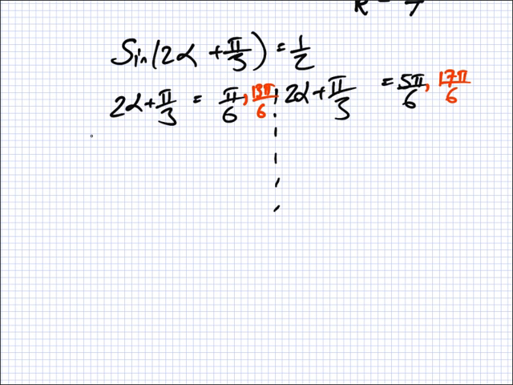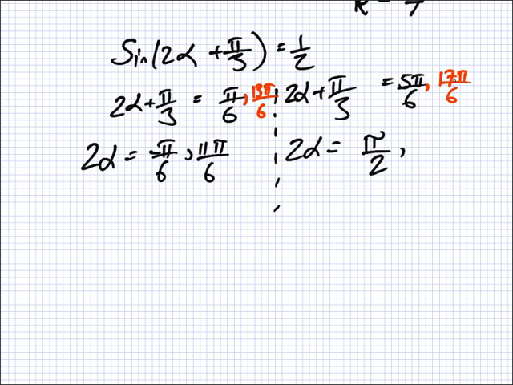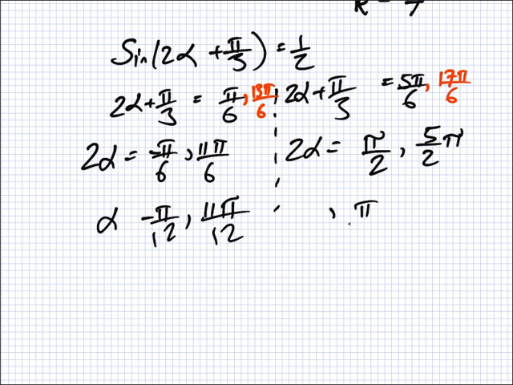Minus pi over 3, isn't it? So that means 2 alpha would be pi over 6 minus pi over 3. So minus pi over 6, is it? Minus pi over 6 and 11 pi over 6? Yes. And then 2 alpha would be a half pi? Yep. And then 5 over 2 pi. Okay, so next we have to divide by 2. So that's minus pi over 12, 11 pi over 12, pi over 4, and 5 over 4 pi.